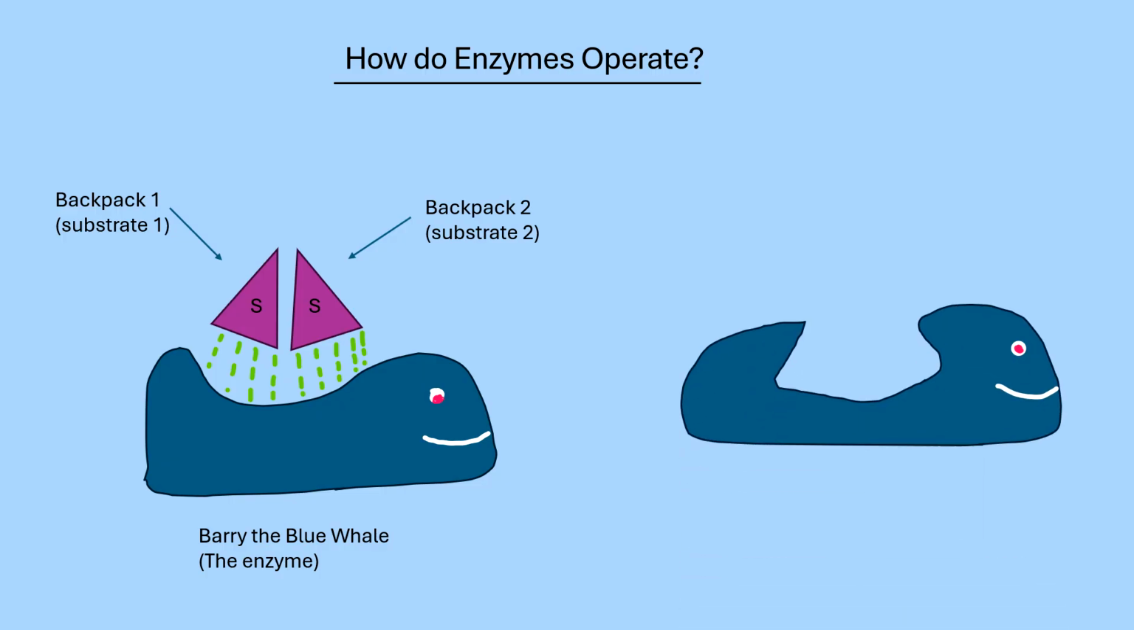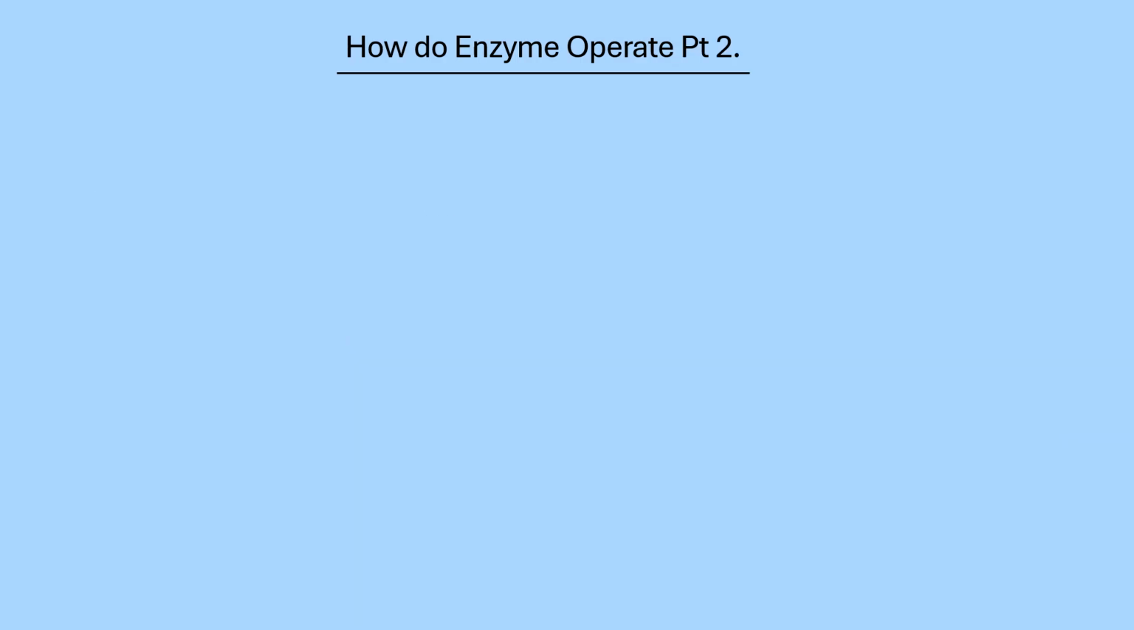Now we get Barry 2.0, because what happens is when these substrates bind to the enzyme, they're going to change the conformation of the enzyme so they fit super nice and snug, and they can hold the substrate super well. This is what we call the induced fit model.